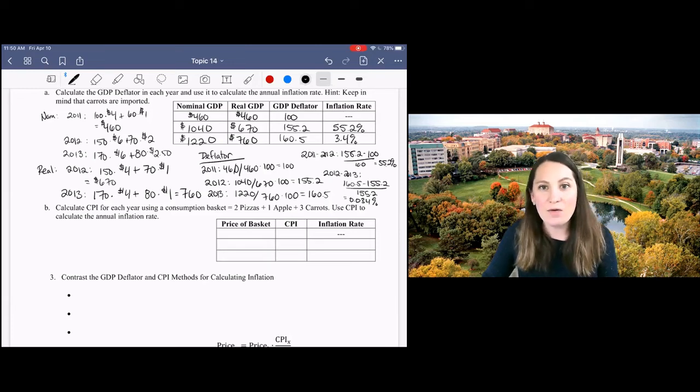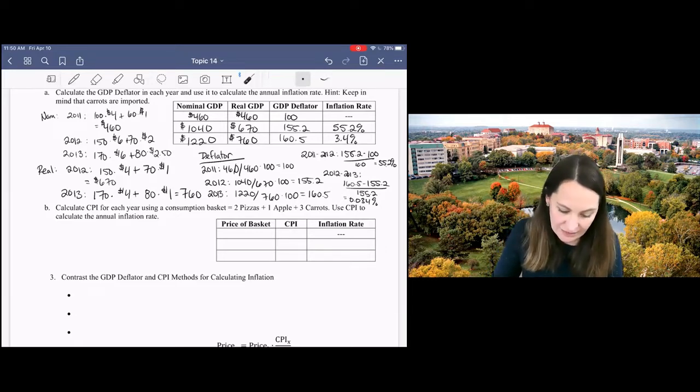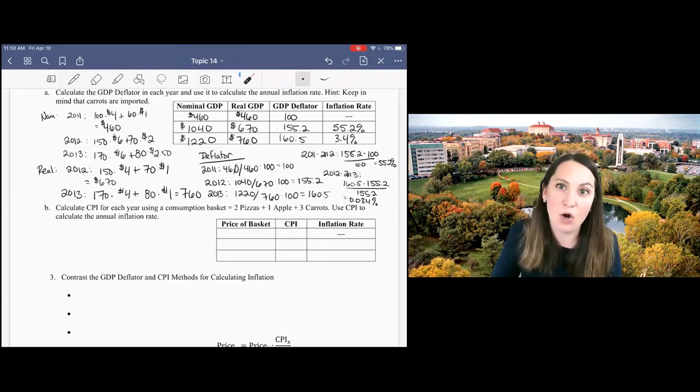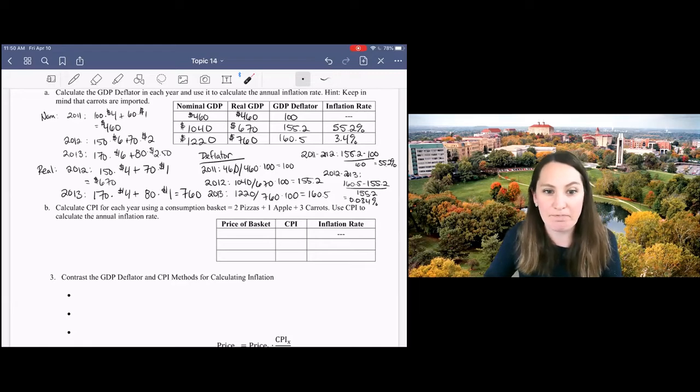All right, in this video, we're going to calculate inflation using the CPI method. You'll notice that I've already done part A, where I calculate inflation using the GDP deflator method. If you skipped that video, you can check your answers here before we move on. And if you have questions, you can go back and watch the solutions to part A.